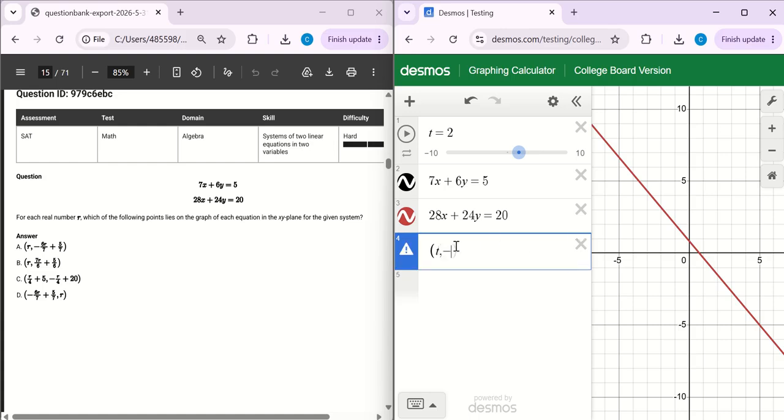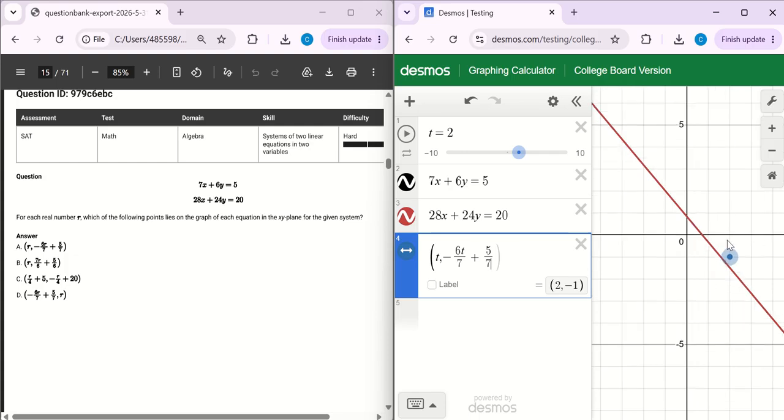So we can just go ahead and write this point out correctly, making sure no spelling errors. That's 5/7. So as we can see, this point does not lie on the graph, so it's not a solution for the system of equations.